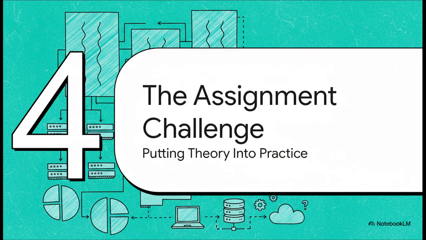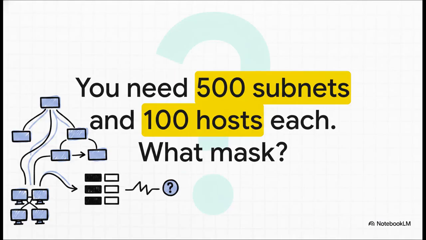Okay, we've gone through the layers, the addresses, the whole subnetting idea. Now, let's stop talking theory and actually put it into practice. We're going to walk through a few questions from a networking assignment and see how these concepts are used to solve real problems. All right, here's our first puzzle. We have a Class B network, and we have two requirements. We need to create at least 500 different subnets, and each one needs to have room for at least 100 computers. Our job is to figure out the one subnet mask that makes both of those things happen.